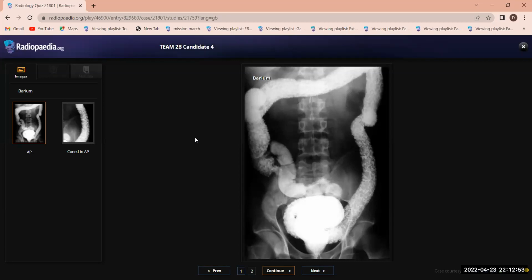So considering the continuous nature of this abnormality, involving the whole of the colon, I'm thinking along the lines of ulcerative colitis. In my normal clinical practice, I would check if the patient is known for ulcerative colitis. And I would also look at the other images of the study to look for further complications or findings.